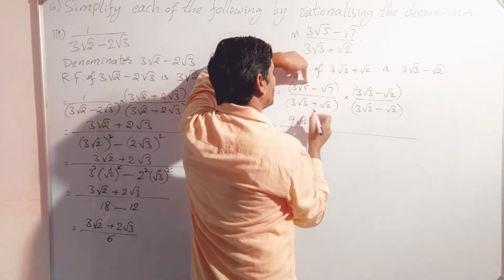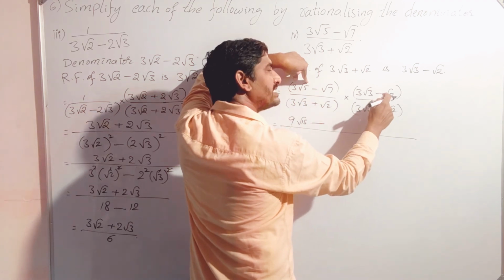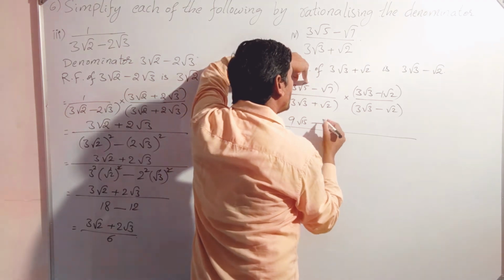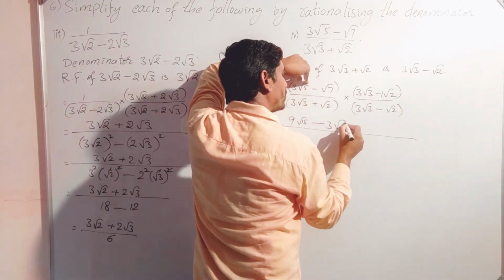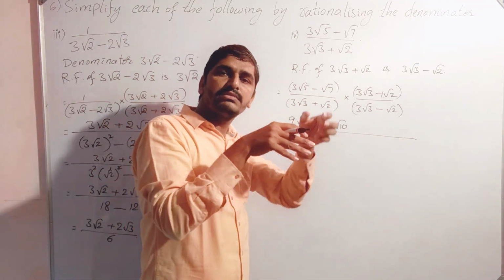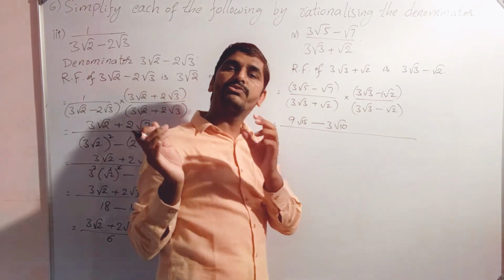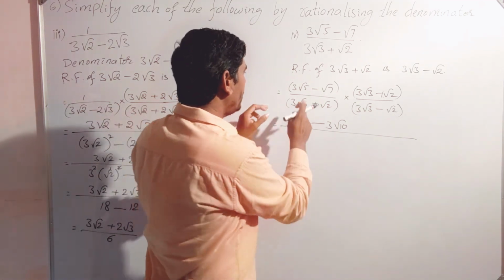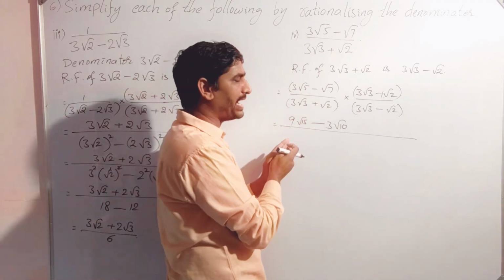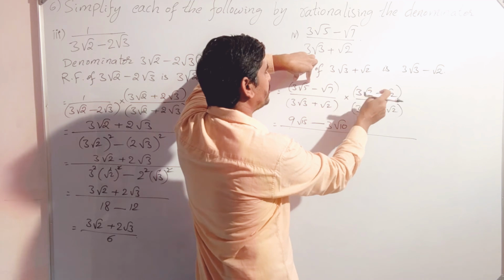3 root 5, plus into minus is minus. Here 3 root 5 is with the rational number, nothing is there, means 1. 3 ones are 3. Now root 5 into root 2 is root 10. Inside root values should be multiplied, and outside root values should be multiplied. Now with this we have completed these two terms.